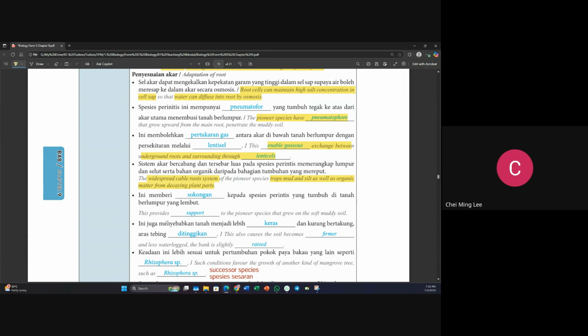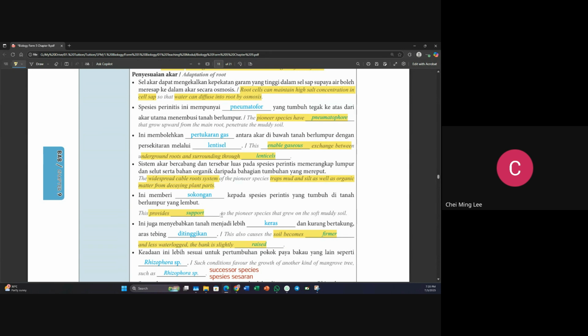And at the same time, they provide support to the pioneer species that grow on the soft muddy soil. This causes the soil to become firmer and less waterlogged, and the bank is slightly raised. After it is raised high enough, with enough soil, it becomes the mid zone from the seaward zone.